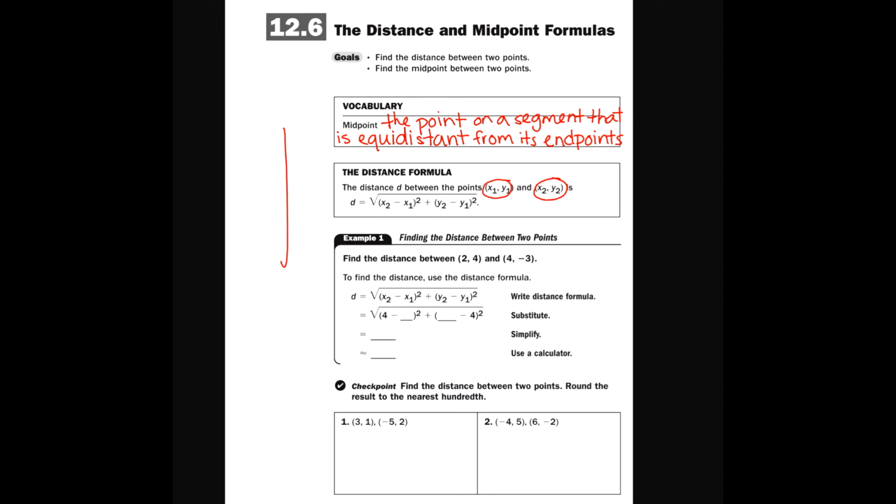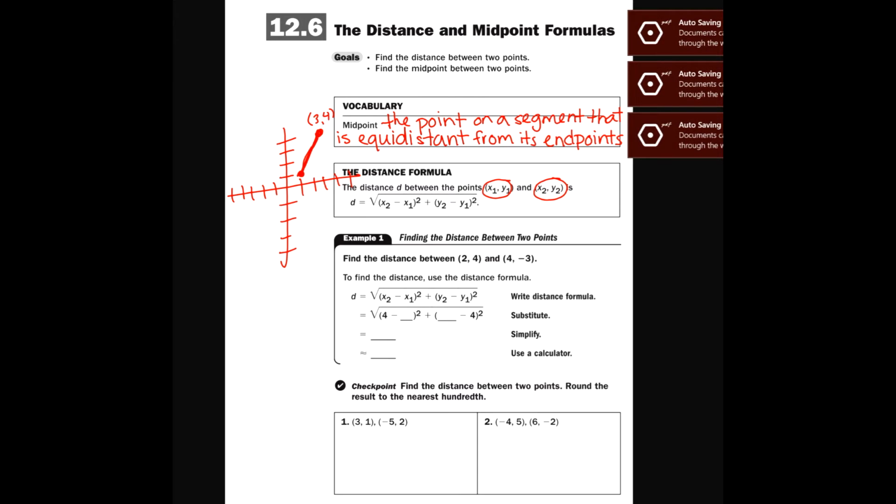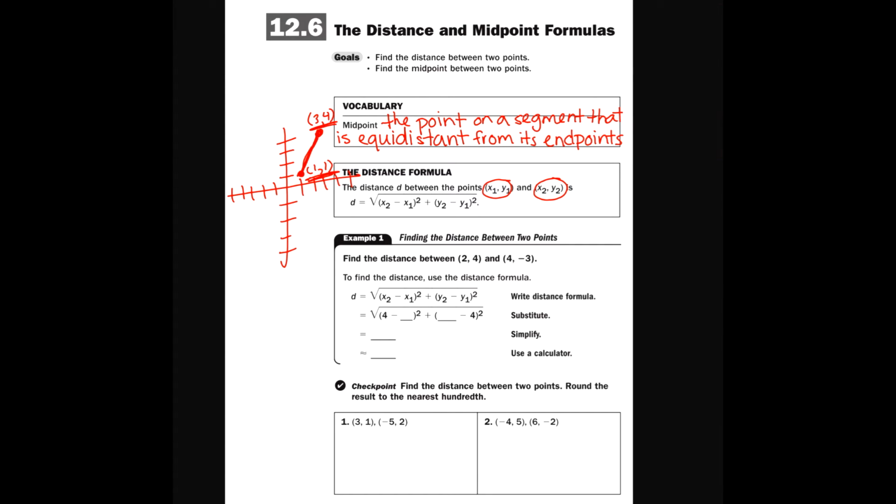So if we're looking at a graph and you have a point that is, say, here, and a point maybe that's up here, and you want to find the length of this line between the two points. Say this one looks like it's 3, 4, and this one would be like 1, 1. So you would use these coordinates, 3, 4, and 1, 1, to find the distance between those two points.